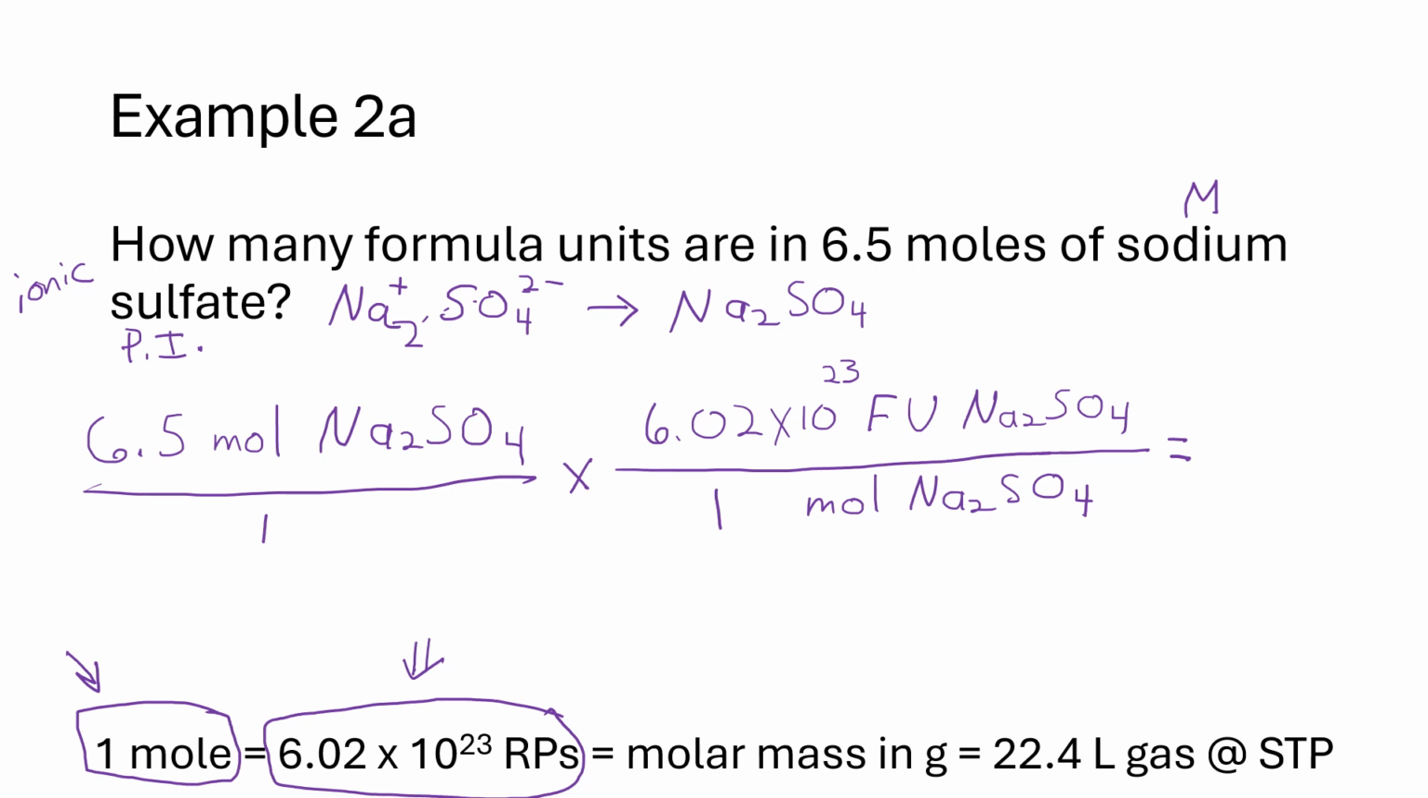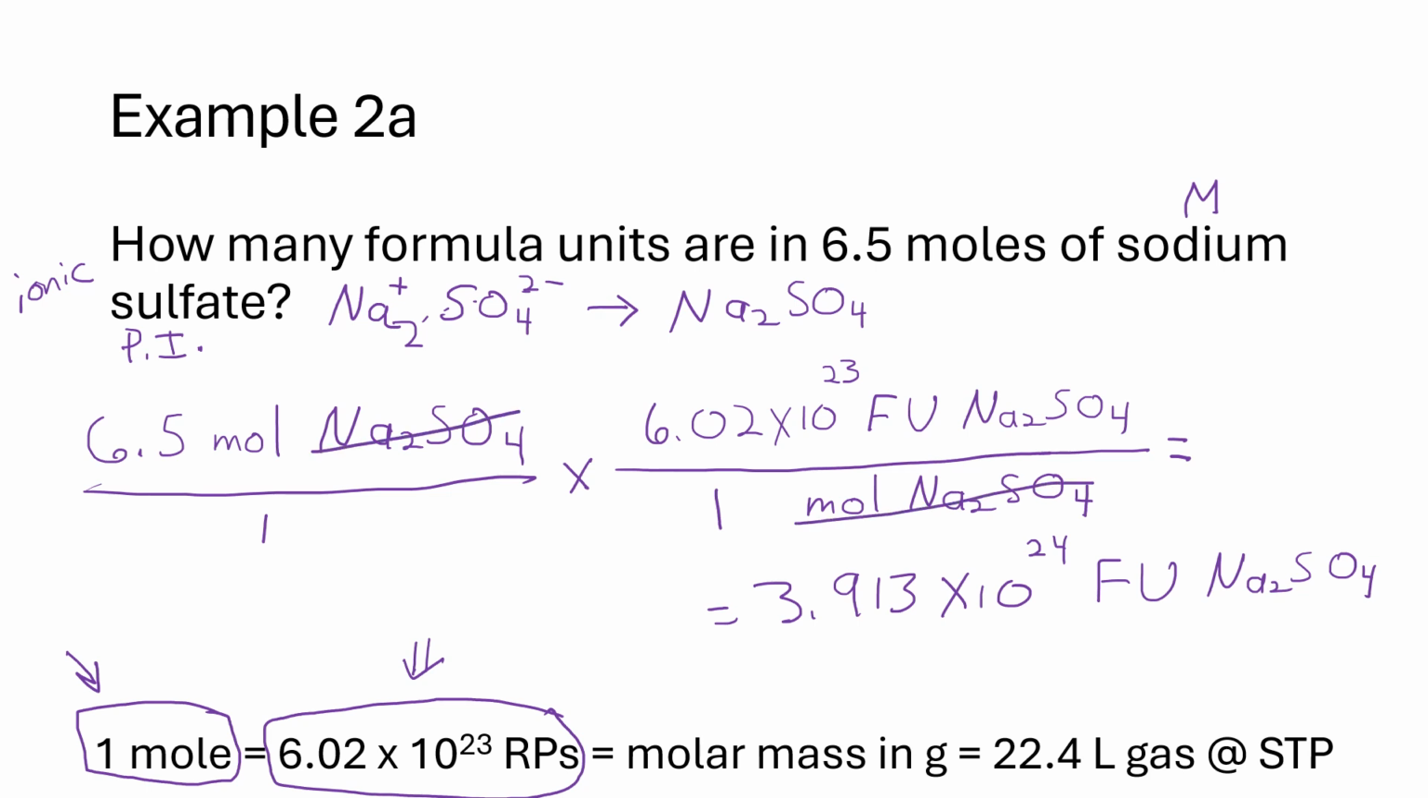So I'm just going to run through the math on the top. I've got 6.5 times 6.02 EE23, enter. And that's going to give me 3.913 times 10 to the 24th formula units of salt. And so how did I get formula units? I'm sorry, it wasn't table salt, it was sodium sulfate. The moles of sodium sulfate cancel out because that's what we're given, and then that's on the bottom of our conversion factor. That leaves behind formula units of sodium sulfate for the unit.